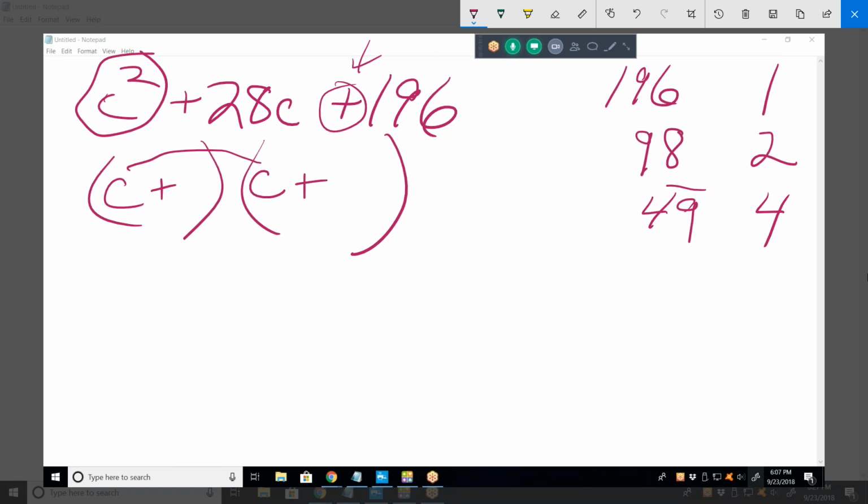Well, notice that that is an odd number. So I can't take half of it. It's not divisible by 3. I can't take a third of it. If I can't take half of it, I can't take a fourth of it. I can't take a fifth of it. I can't take a sixth of it. But I can take a seventh of it. And if I take a seventh of the 49, I got to multiply the 4 by 7.